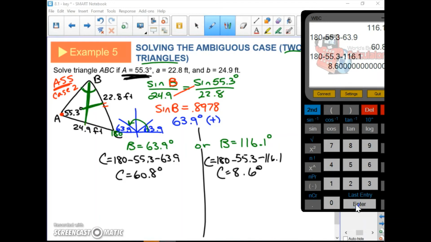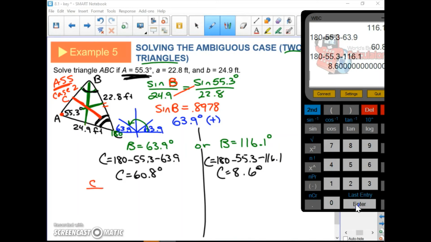And right here is where I can tell that there are going to be two triangles. Okay? Both of those things work. I've got all three angles for two different triangles. And so I know that works. The only thing I haven't found yet, I just found angle C, found twice, basically. I've got angle B. The only thing I haven't found is what? Side C.